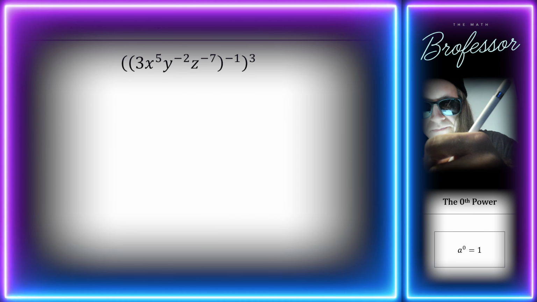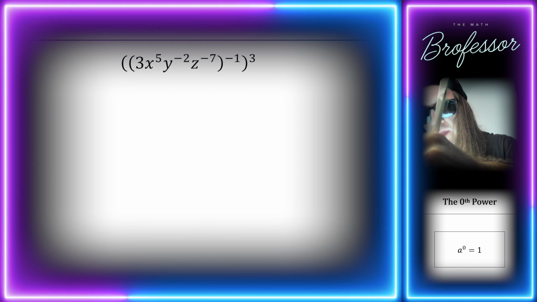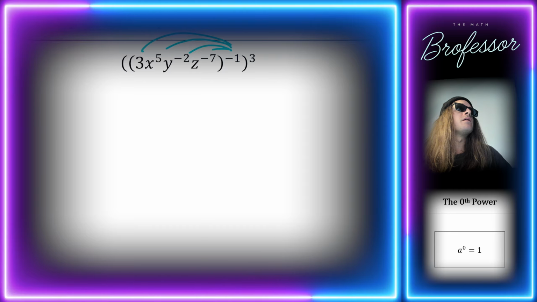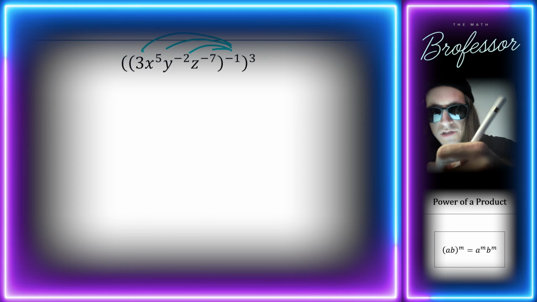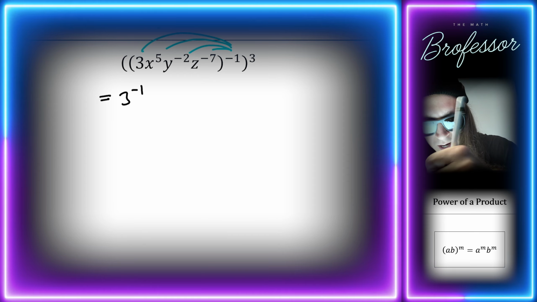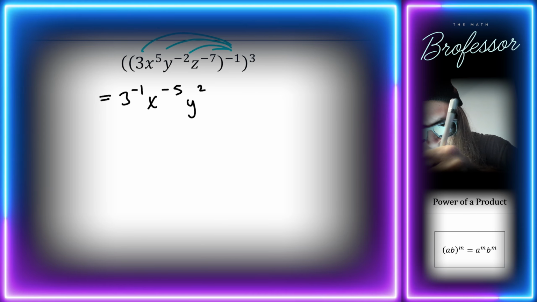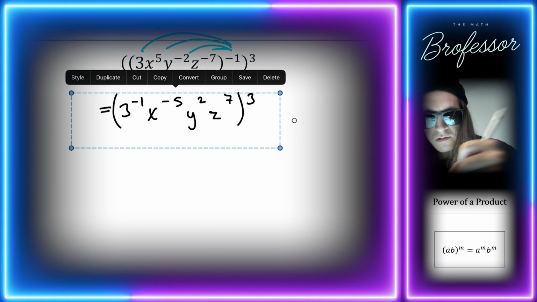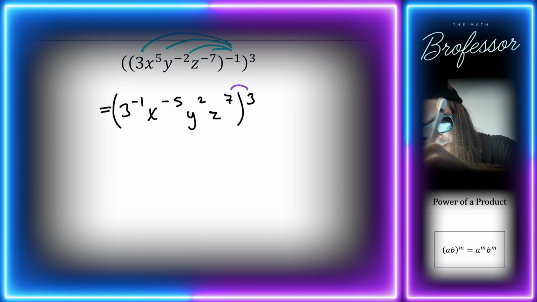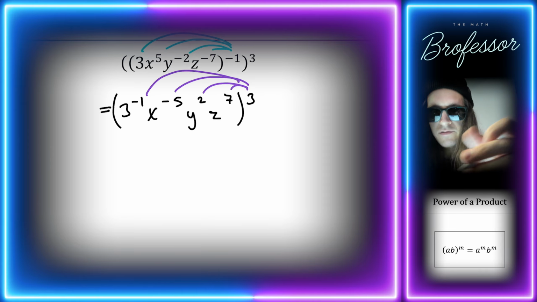First thing I would do here is I would distribute this -1 to everything in the parentheses that it's attached to. So this is like power of a product. Multiply all the exponents. So this would be 3 to the negative first power, x to the -5, y to the +2, z to the +7. All of this is still being cubed. That 3 on the outside. Now I would do it again with this 3. Boom, boom, boom. To everything. Get them all.